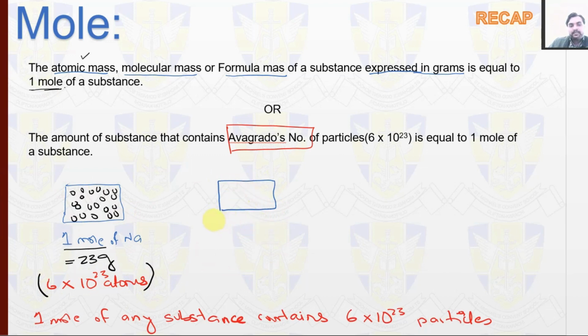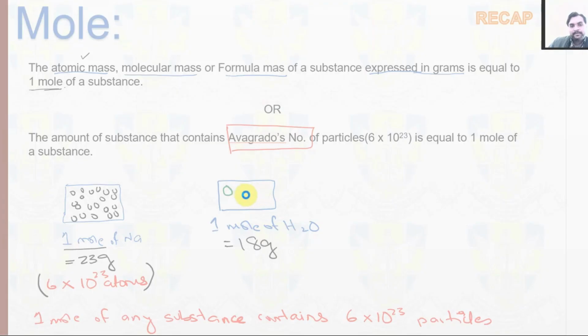If I take another example in terms of molecules, say I have 1 mole of water. If I ask you how many grams, you would calculate the Mr of water, which comes out to be 18, expressed in grams, so it becomes 18 grams. So 18 grams is equal to 1 mole of water. In that 1 mole of water, since water is a molecule, there would be a lot of water molecules present over there.